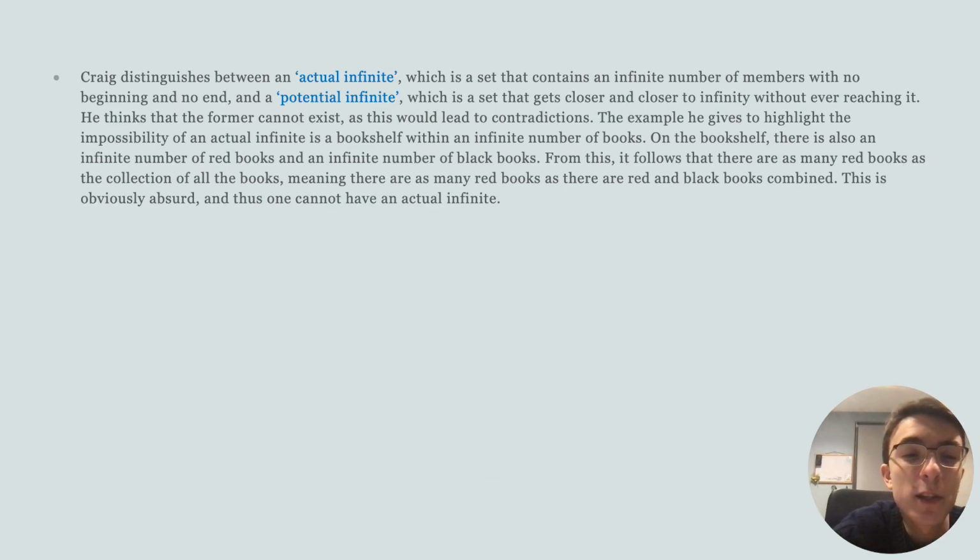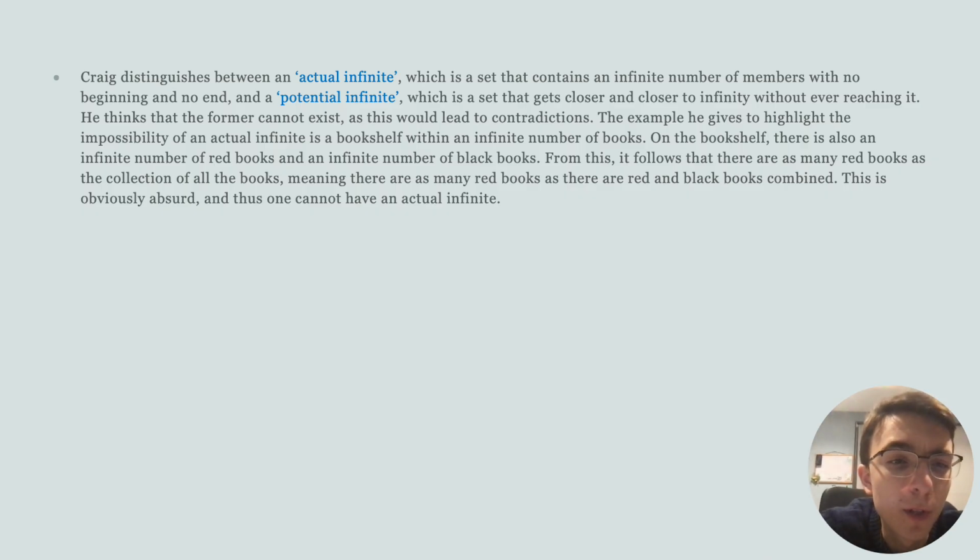So, again, there's another distinction that we have to look at, which is the distinction between actual infinites and potential infinites. So an actual infinite is a set that contains an infinite number of members with no beginning and no end. Whereas a potential infinite is not actually an infinite in the strict sense of the word, but it's a set that gets closer and closer to infinity, but never actually reaches it. So he thinks that actual infinites can't exist. We never can actually have a set of really infinite things. And he thinks this because if it were so, there would be many contradictions.